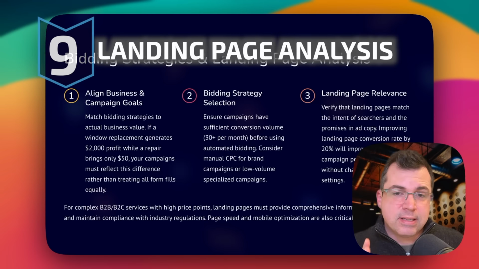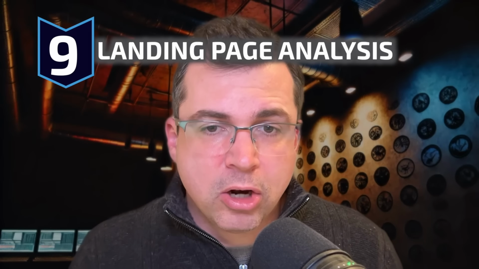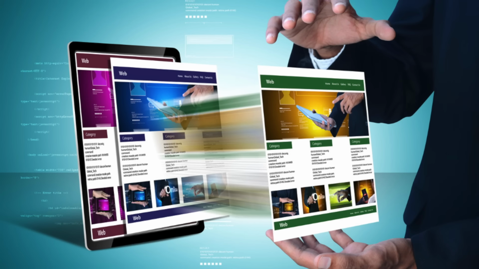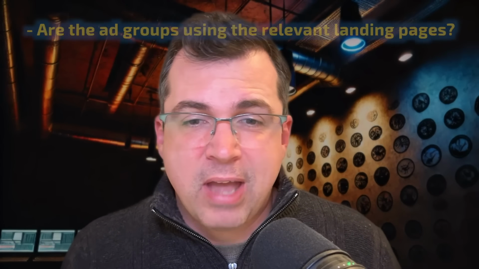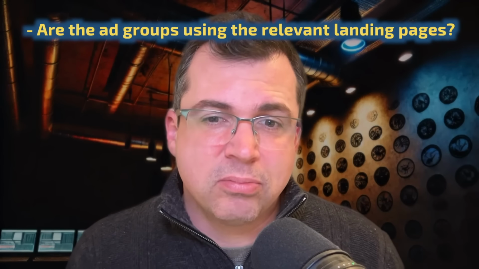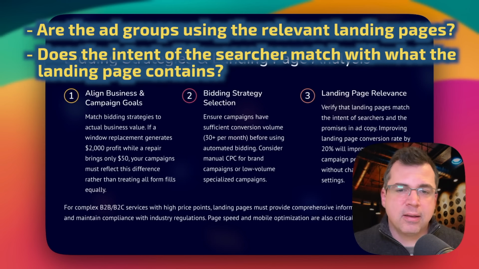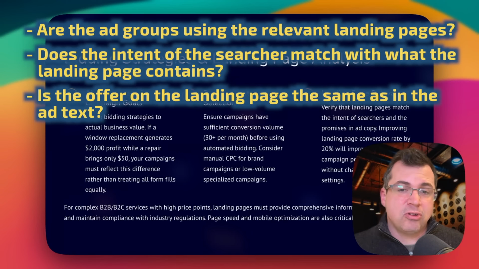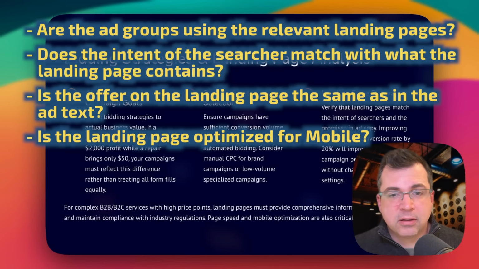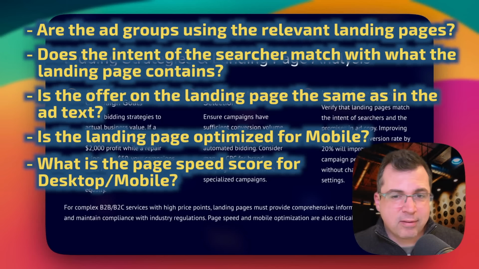Number 9 is landing page analysis. A large part of the success of a Google Ads campaign falls outside of the actual settings in Google Ads. We always check the landing pages as well as part of a Google Ads audit, at least the top ones. Are the ad groups using the relevant landing pages? Does the intent of the searcher match with what the landing page contains? Is the offer on the landing page the same as in the ad text? Is the landing page optimized for mobile? What is the page speed score for desktop and mobile?